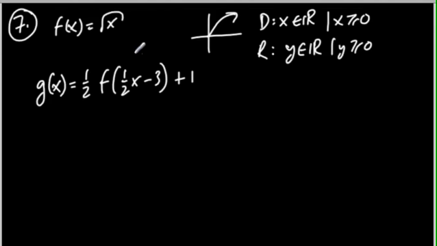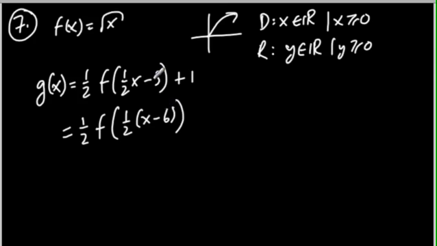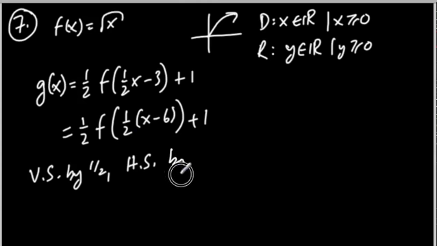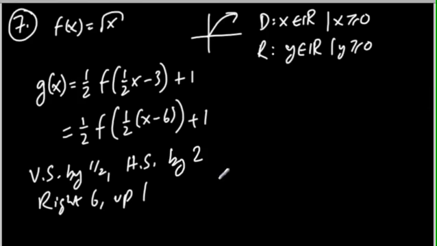Okay, so observe first that we always need to factor the argument. So it's half x minus 6, because half times -6 is -3, plus 1. And if you observe, there's no reflection, and there's a vertical stretch by half, and then there's a horizontal stretch by 2. Remember, we take the reciprocal when it's inside the function. And it's to the right 6, and then up 1.